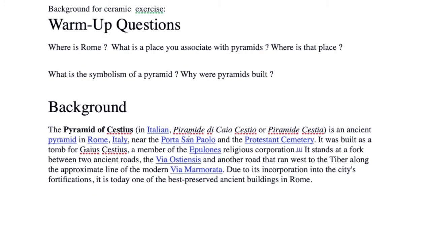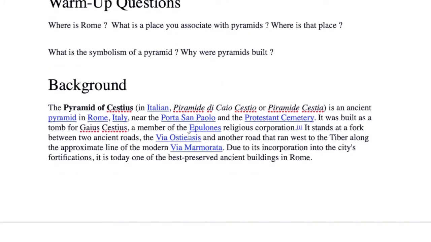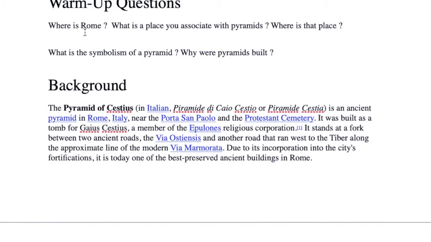Okay, so our background for this exercise is the Pyramid of Cestius here, which is located in Rome, Italy. But our warm-up questions are: where is Rome? What is the place you associate with pyramids? Where is that place? What is the symbolism of a pyramid? Why were pyramids built?